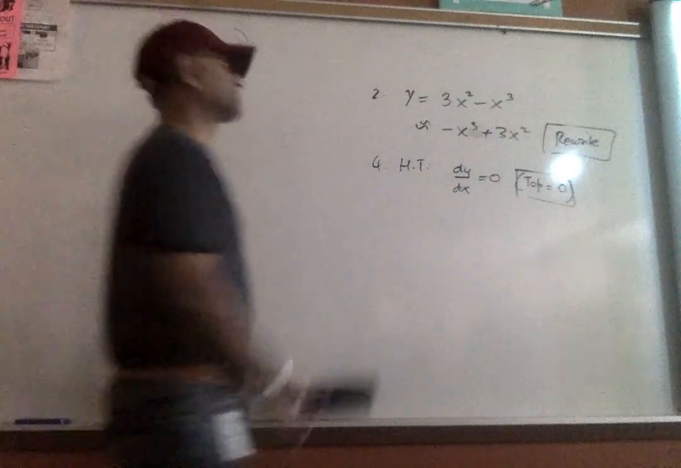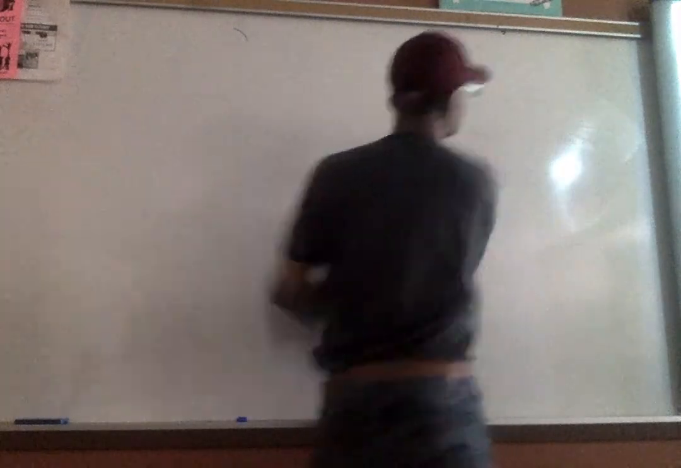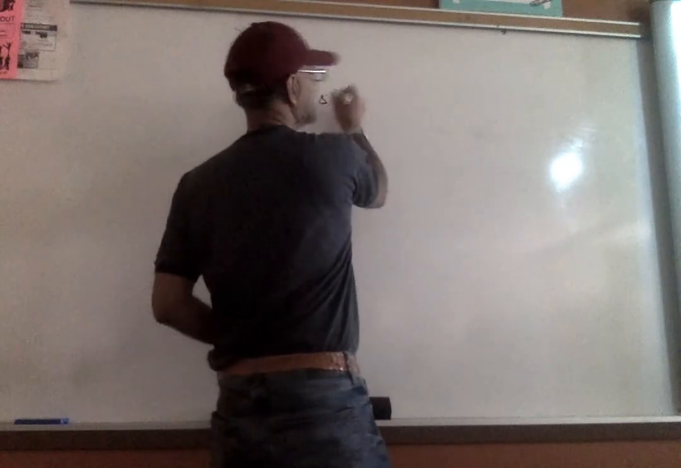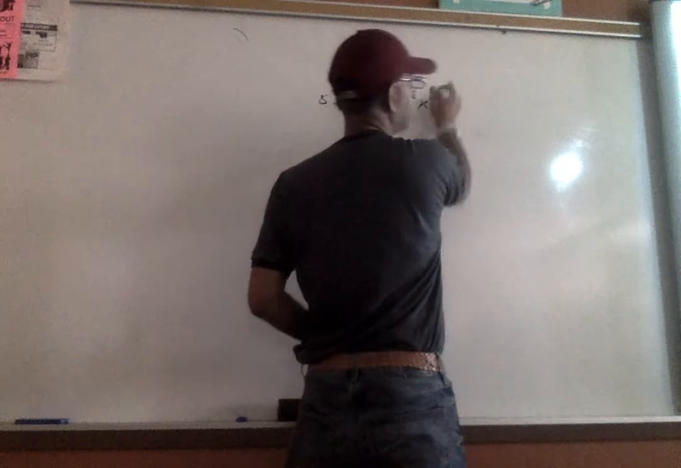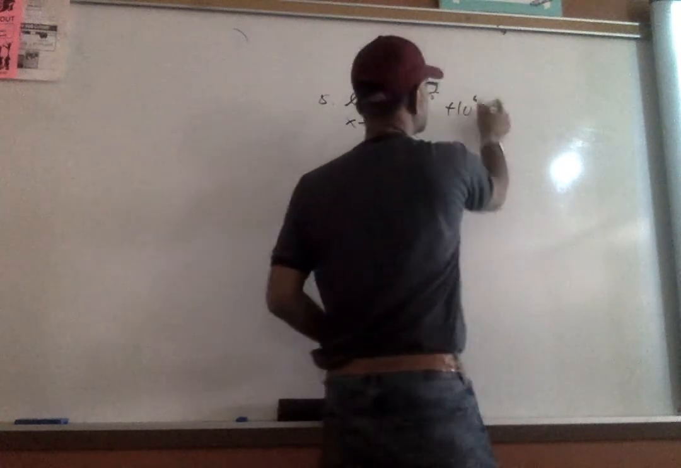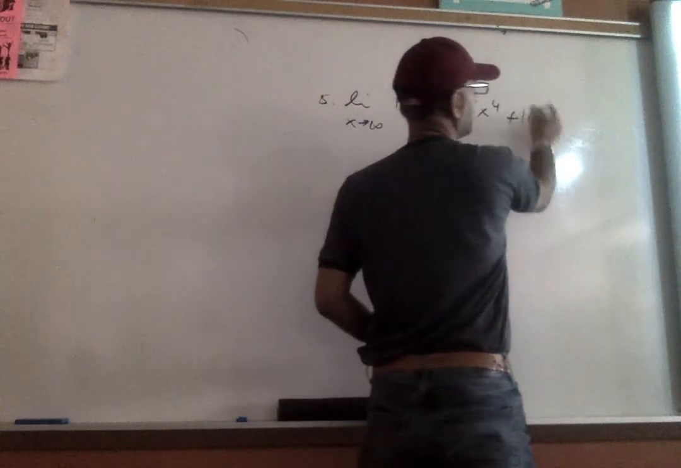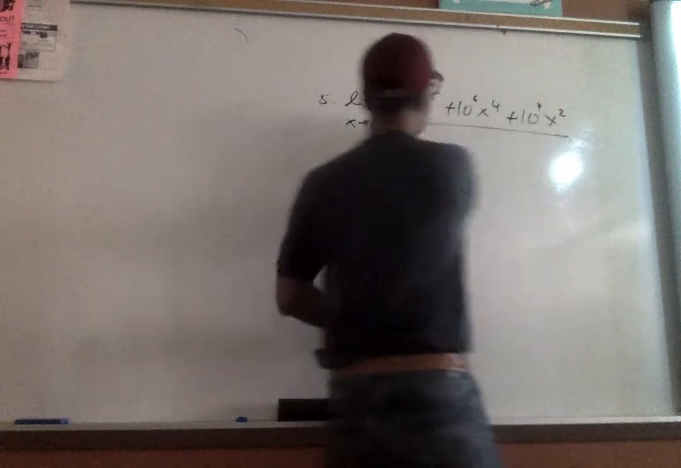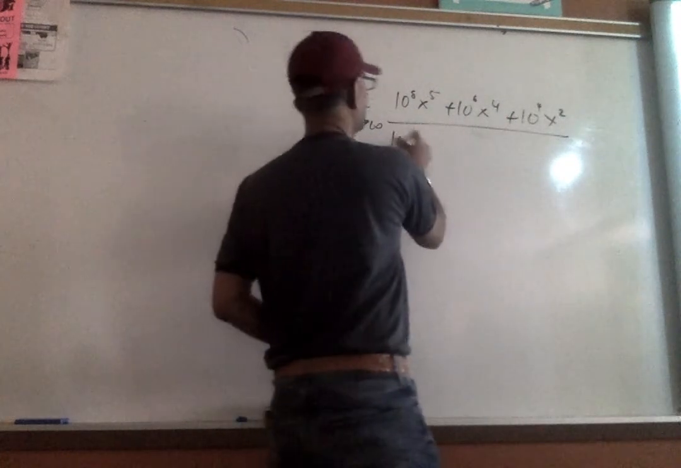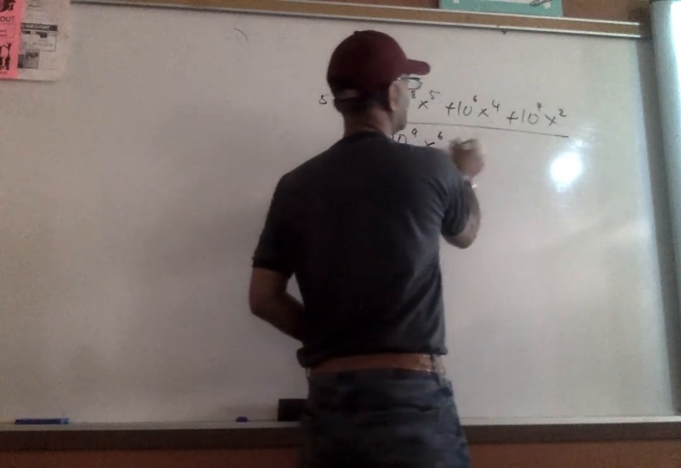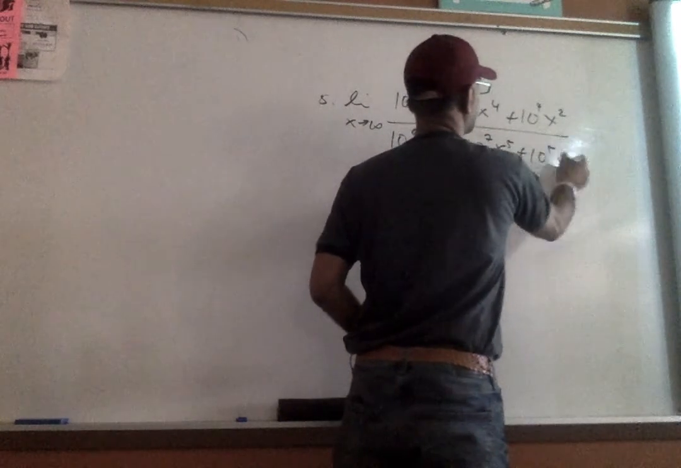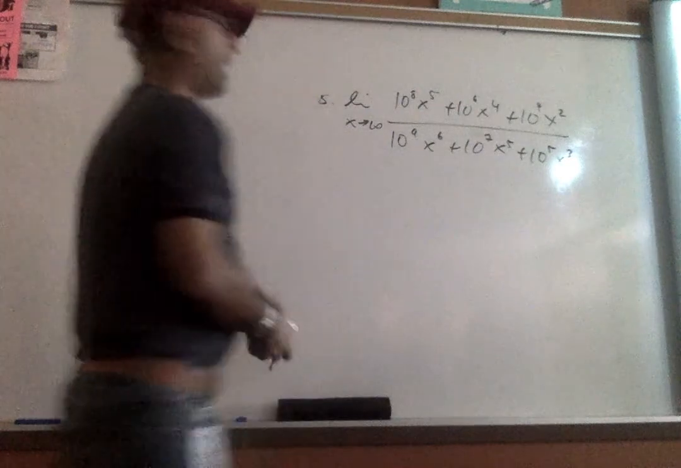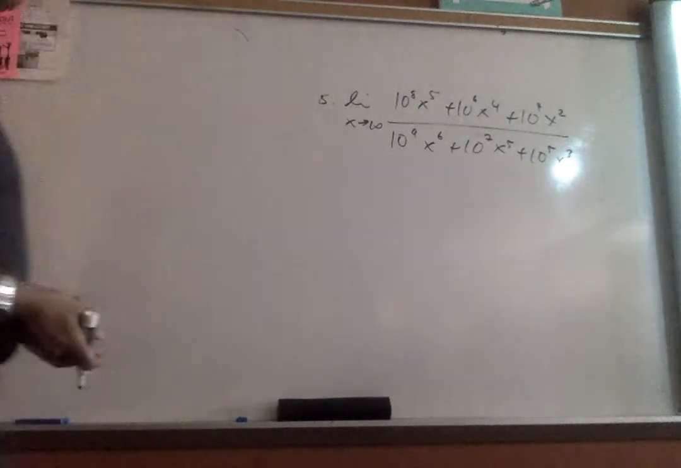It looks weird, but actually it's an easy problem. Number 5 says limit as x approaches infinity of 10 to the power of 8 x^5 plus 10 to the power of 6 x^4 plus 10 to the power of 4 x squared. So these are all AB, BC overlap problems. Now I'm calculating the infinite limit.